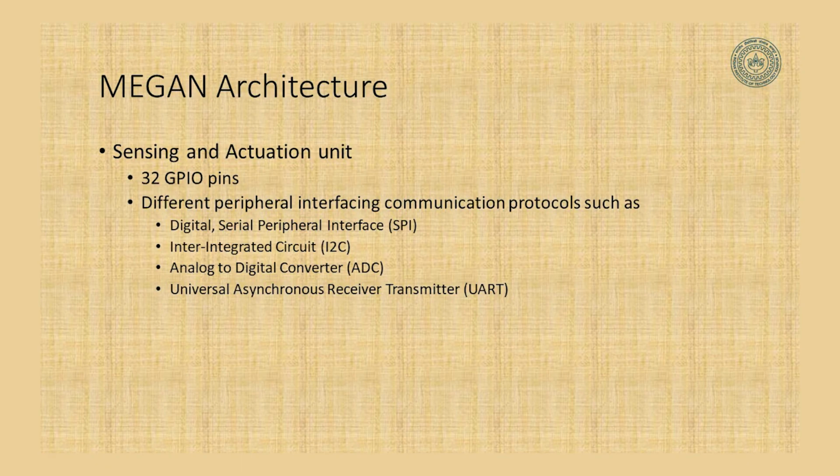The architecture has sensors and actuators with 32 general purpose input output pins. Different peripheral interfacing communication protocols can be used on this low cost sensor node, so there is interoperability of all of these communication protocols. They have created chips with digital serial peripheral interfaces, inter-integrated circuits, so I2C, analog to digital converters (ADC), and universal asynchronous receiver transmitter (UART), so that micro USB port, UART port. All of these can be incorporated in this low cost sensor node.